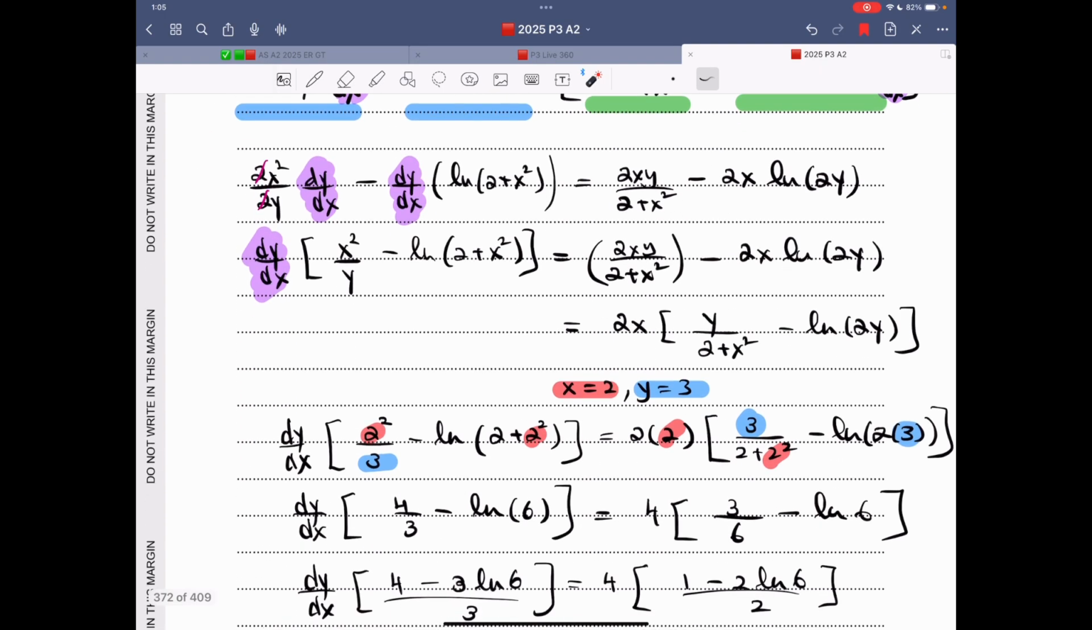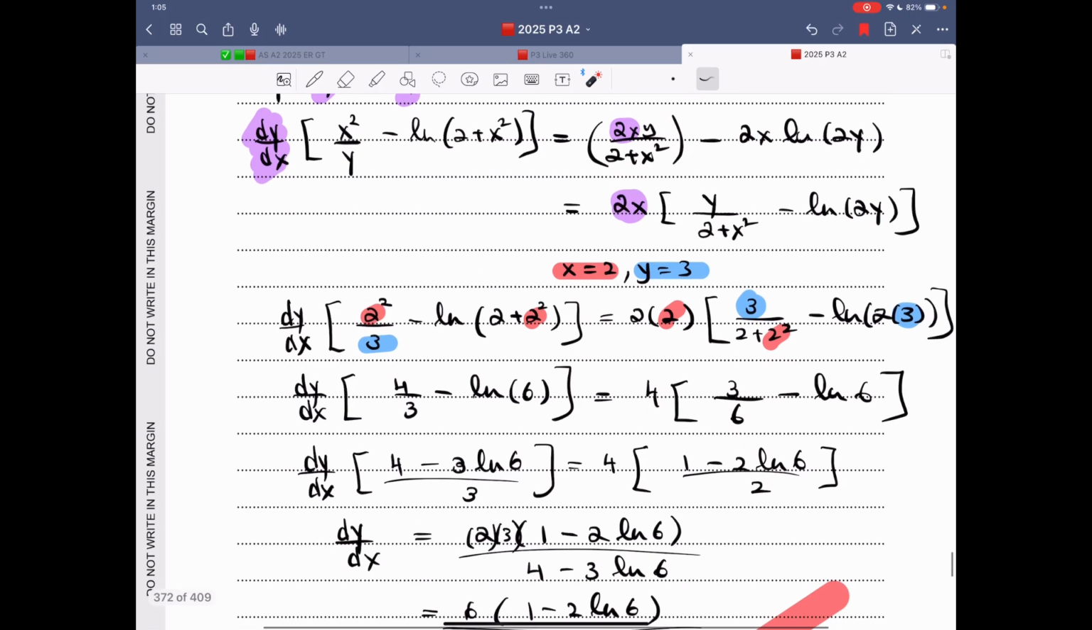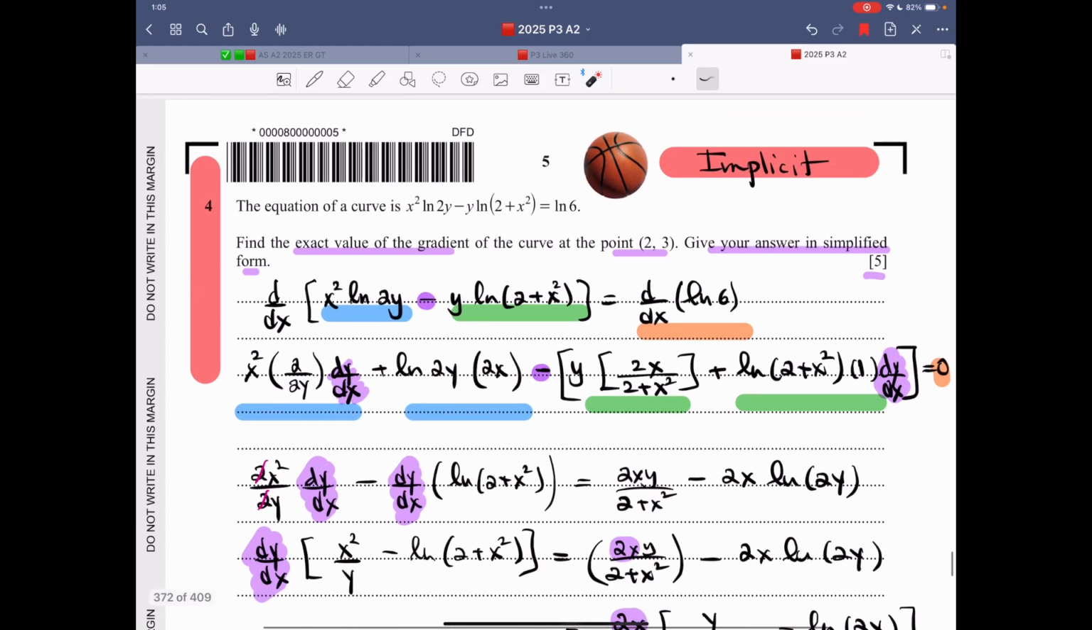Now what else is needed? I have taken 2x common out, so let me take 2x common out. 2x is on the outside. I'm left with y over (2 plus x squared), and 2x is common, ln of 2y. Now when we plug in the values, by the way, they are not asking us to make the subject. I'm just simplifying things for the answer to be simplified.